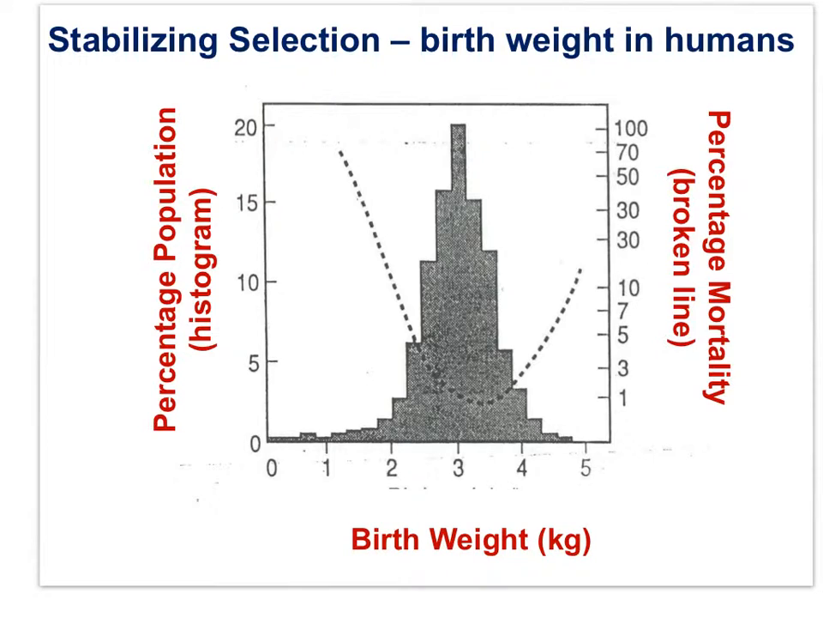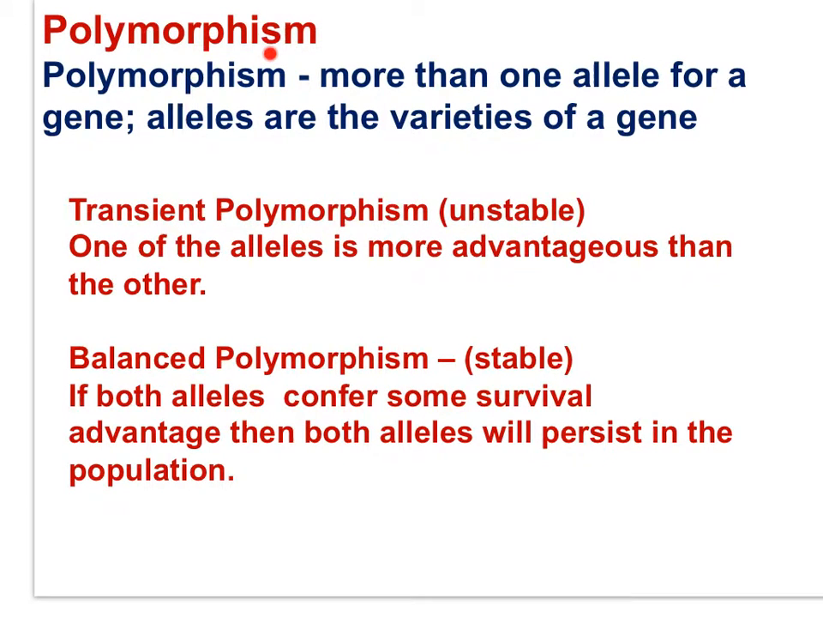This is stabilizing selection. So coming back to polymorphism, which is when there is more than one allele for a gene, also remembering that alleles are the varieties or the alternative codes of a gene, let's apply the language of polymorphism to stabilizing selection. In stabilizing selection, no allele is favored over another, so this is called balanced polymorphism. The situation is stable. If both alleles confer some survival advantage, then both alleles will persist in the population. The sickle cell story in malarial areas is a great example of balanced polymorphism.